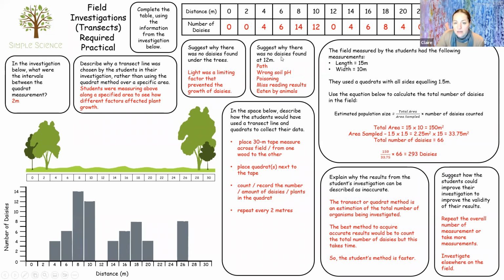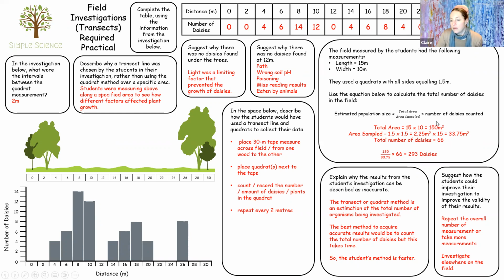Also suggest why there were no daisies found at 12 meters, nothing found. These are just some factors that will affect plant growth. There could have been a path, wrong pH, poisoning, maybe you didn't count it properly, or an animal came along and ate the plants, just particularly there, I don't know. But these are answers that you could use.